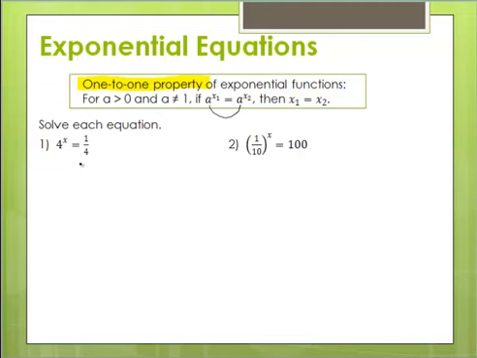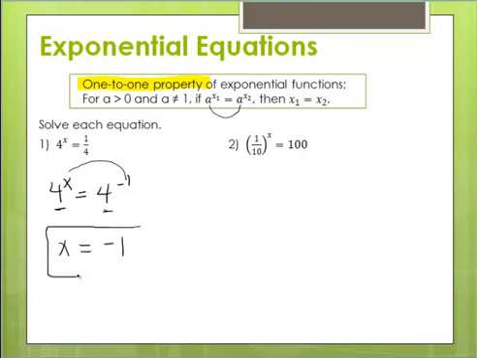If you're looking at this equation, you try to ask yourself, can we make the bases on both sides the same? So 4 to the x equals 4 to the something. Well, 1/4 is 4 to the -1, right? Since these bases are the same, that means the exponents are also the same. So x must be equal to -1.